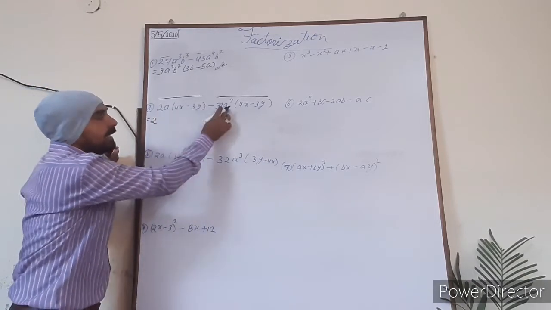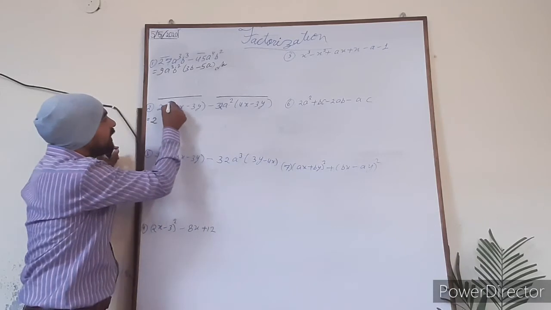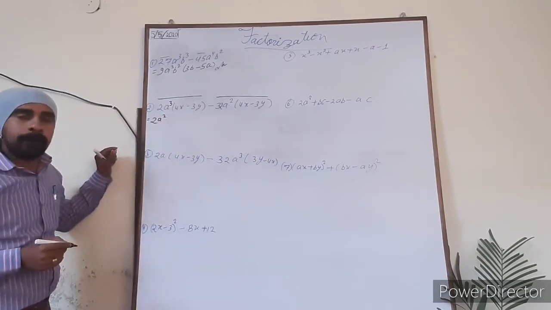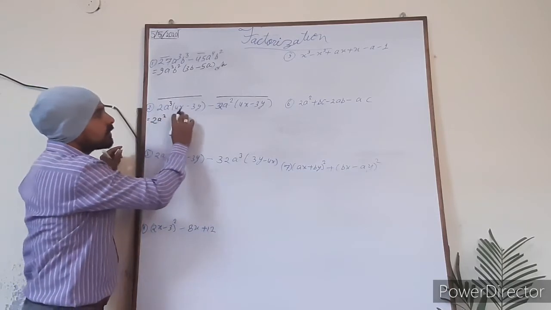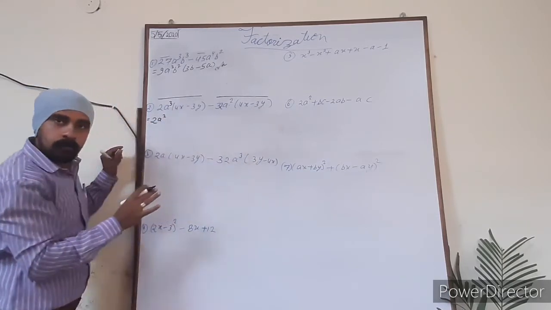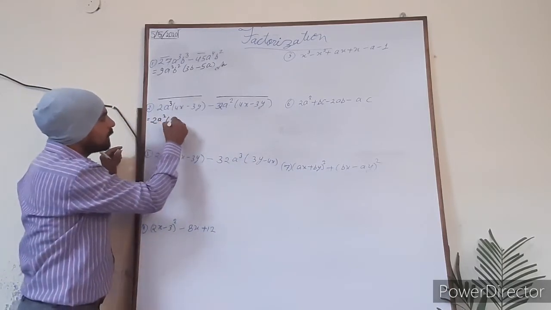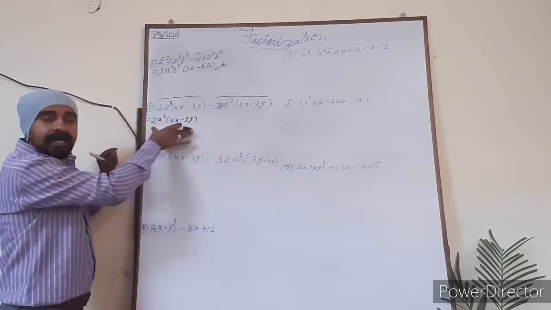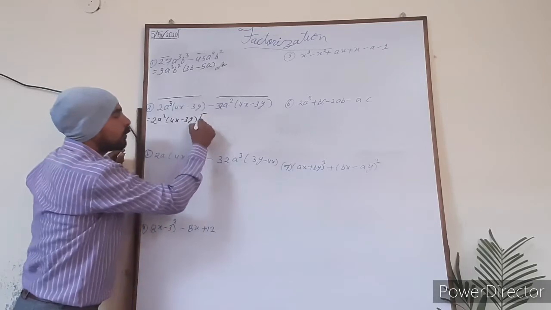After that, in a and a square, a is the minimum power. If it is a cube, then a square will be the power common. Getting it? Now this is 4x minus 3y and this is also 4x minus 3y, so it will also be common. Don't forget that this is not bracket, this total has been taken as common. Now you are going to put the bracket.